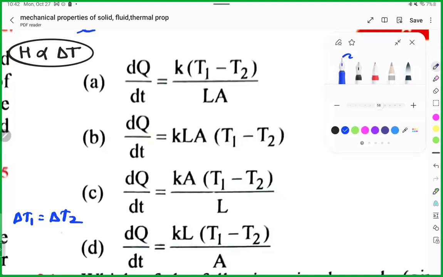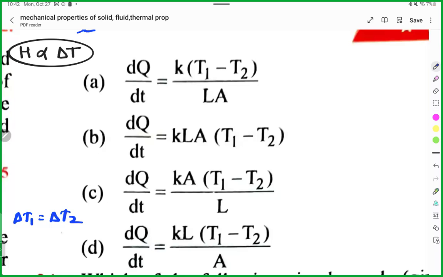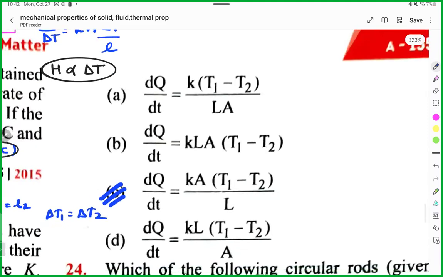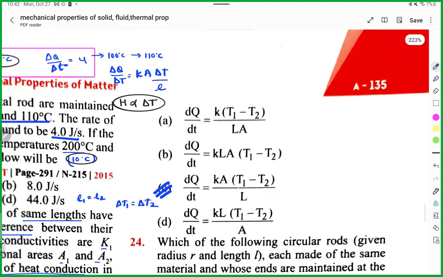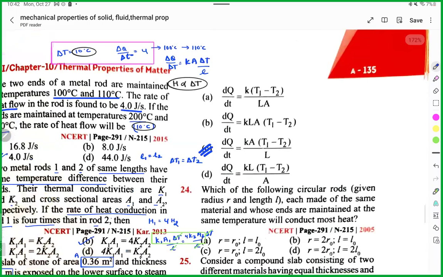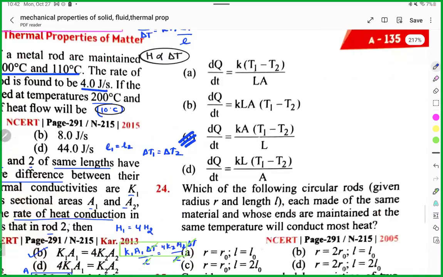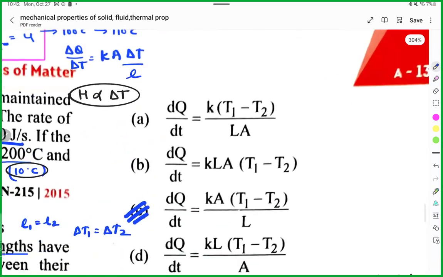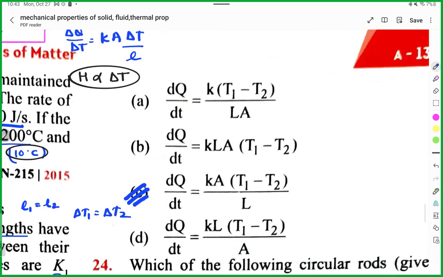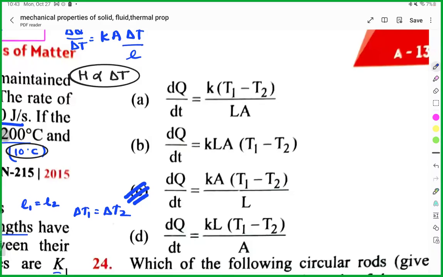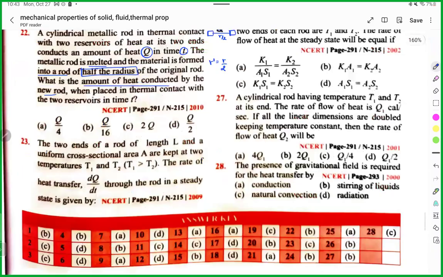What is the answer? C. It is a very difficult question. How did you solve such a tough question, Barinder? You had not even read the full question. How did you solve it? Exactly.